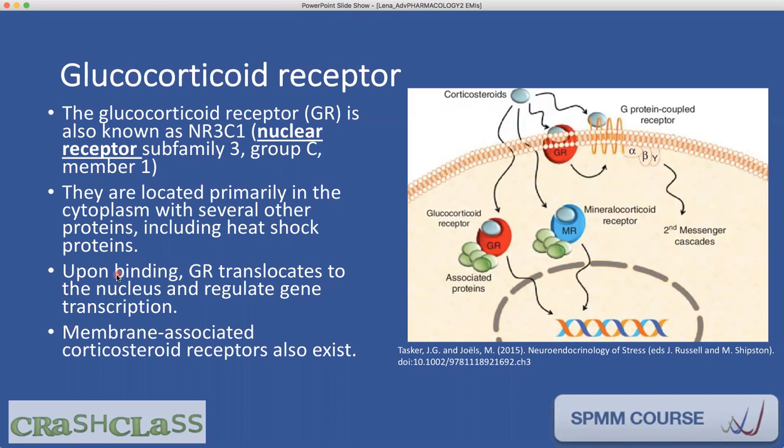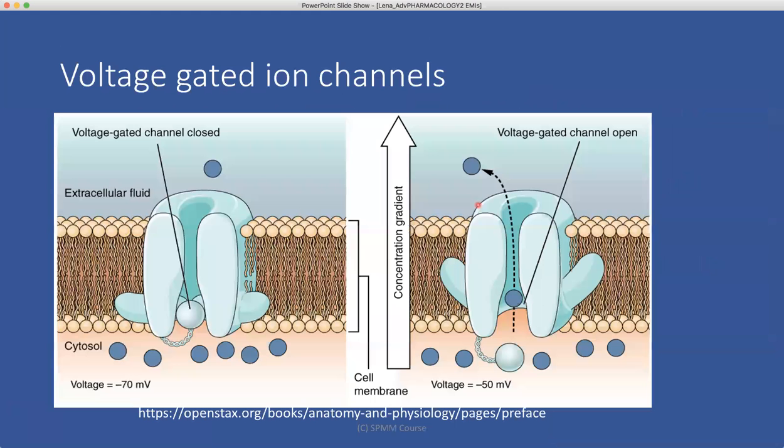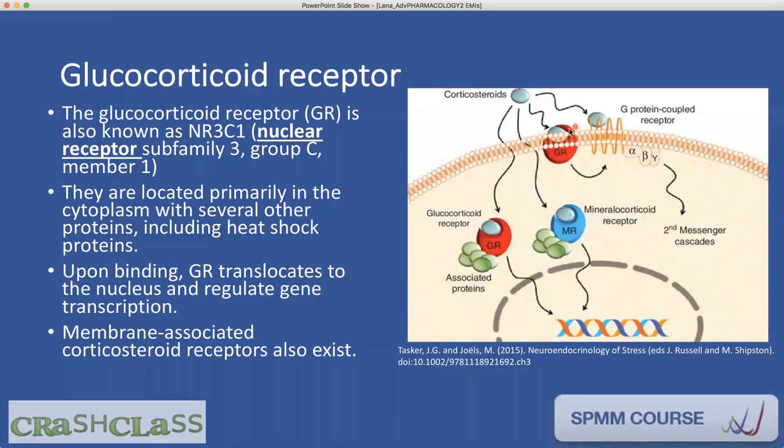When glucocorticoids bind to the glucocorticoid receptor, this receptor system then translocates to the nucleus and starts regulating gene transcription. Membrane-associated corticosteroid receptors also exist. You can see in this picture there's one membrane-associated receptor, but most of them are here in the cytoplasm. When they are unbound, they're associated with heat shock proteins. When they're bound by glucocorticoid molecule, they move into the nucleus and regulate gene transcription.